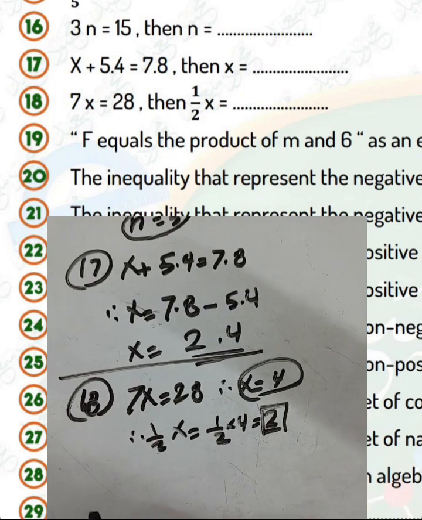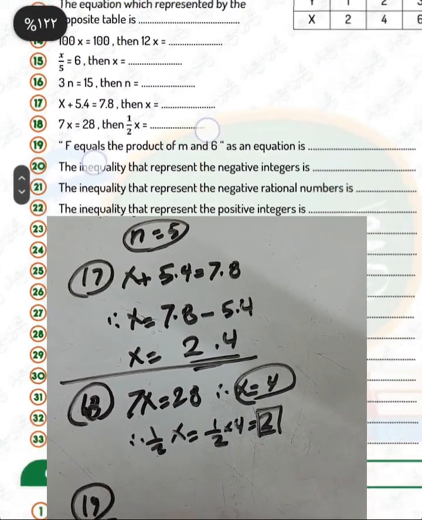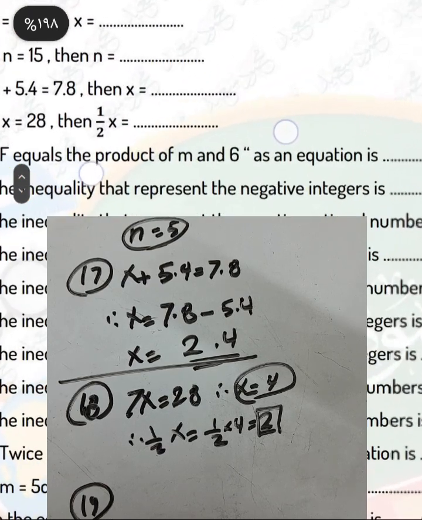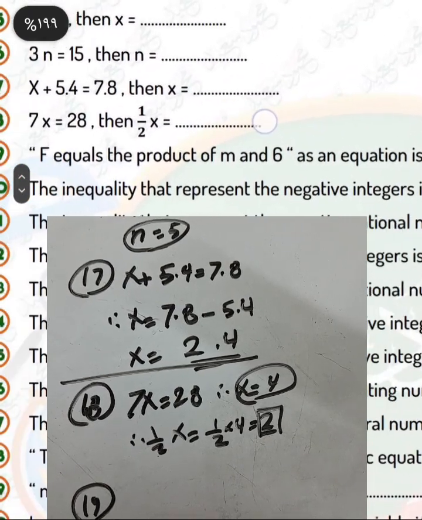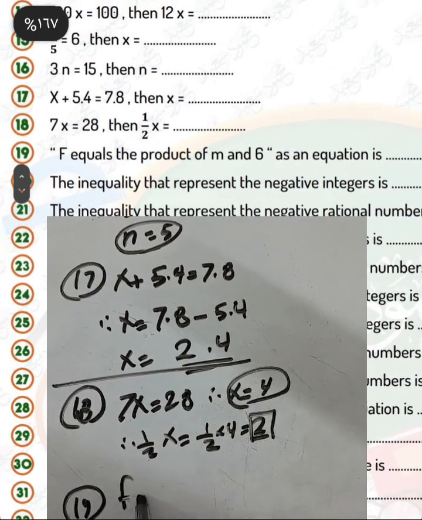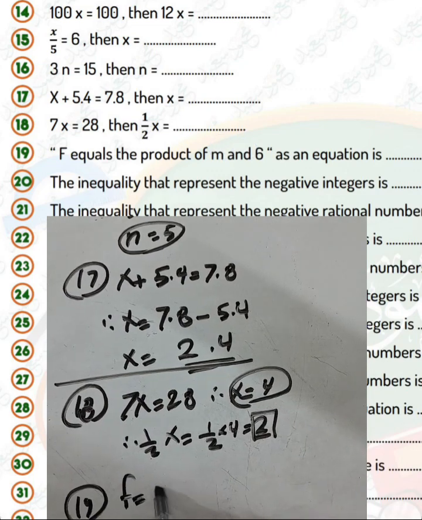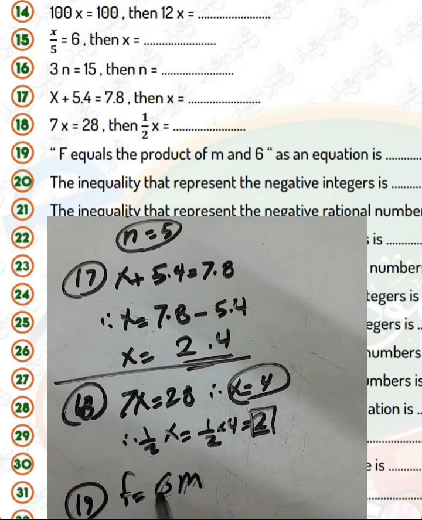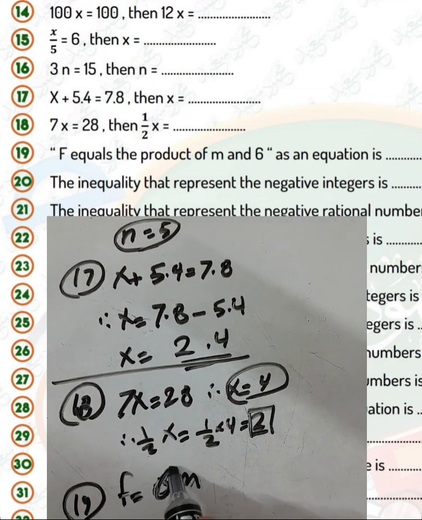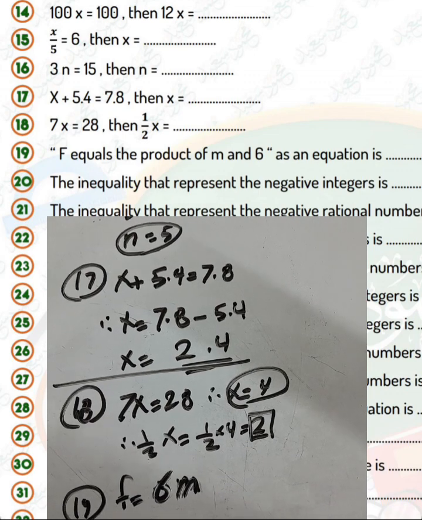Question 19. f equals the product of m and 6. We can write this equation. If f equals the product of m and 6, it will be 6m. Okay, write 6m. The product between m and 6 will be f equals 6m. Question 20.